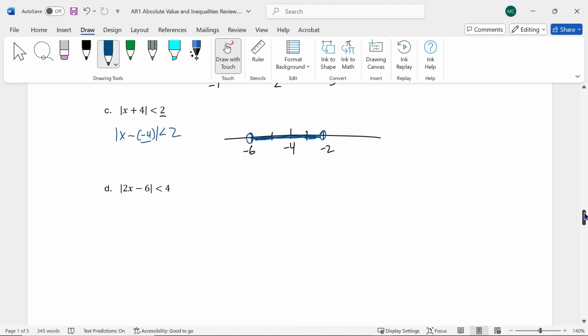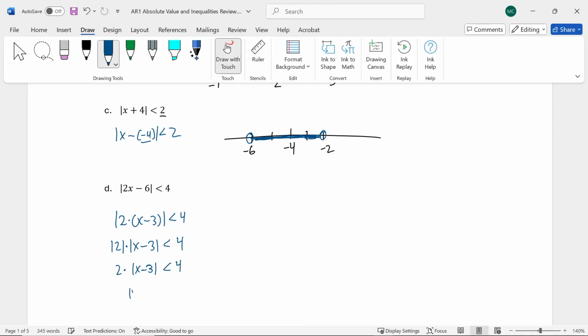Okay, now let's look at this next one. Got the absolute value of 2x minus 6 is less than 4. So again, a little bit tricky here. But we can use some algebra, and we can factor out the 2 from this expression, make it 2 times the absolute value of x minus 3. And then you may recall from algebra that you can split up absolute values on products. So we can make this the absolute value of 2 times the absolute value of x minus 3 is less than 4. And the absolute value of 2 is just 2, so this is 2 times the absolute value of x minus 3 less than 4.